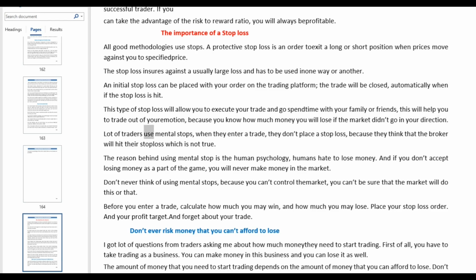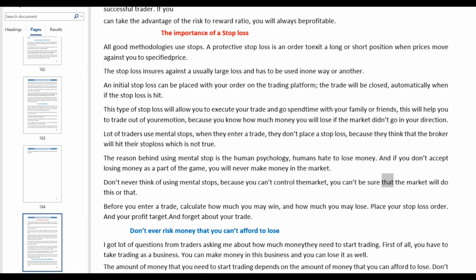A lot of traders use mental stops. When they enter a trade, they don't place a stop loss, because they think that the broker will hit their stop loss, which is not true. The reason behind using mental stop is the human psychology. Humans hate to lose money. And if you don't accept losing money as a part of the game, you will never make money in the market. Don't ever think of using mental stops, because you can't control the market.